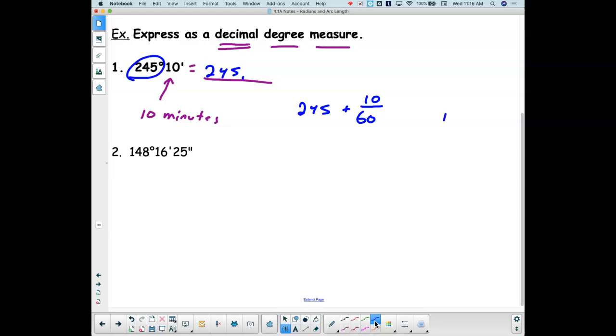So I grab that calculator, hit 10 divided by 60, and I get this 0.16 repeating. It keeps on going forever. So that gives me as a decimal 245 plus 0.16 repeating. Sorry, I said 1 point, I lied to you, I put that in the wrong spot. So my decimal is 245.1, and if I round to the nearest tenth or hundredth, we can go 245.17, and that's degrees.